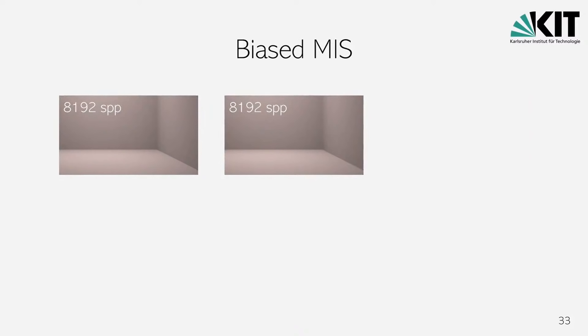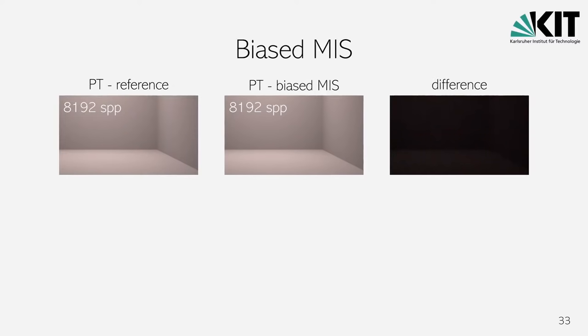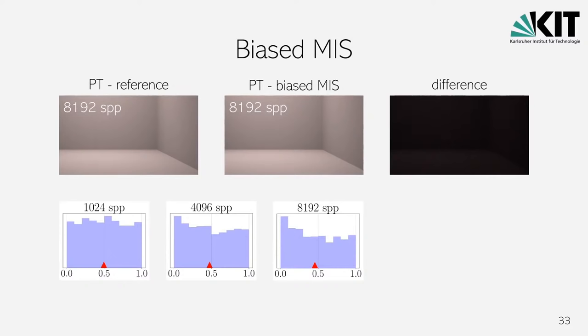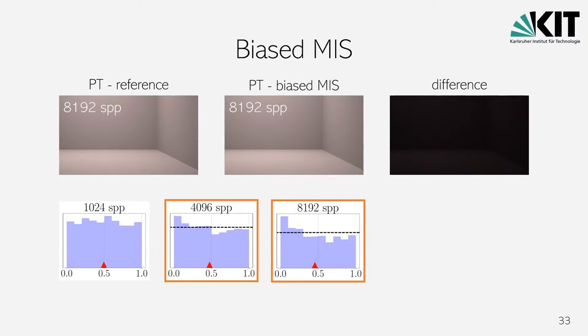In this example, we use the same scene for both renderers, but once we use an unbiased path tracer and once a path tracer with a slightly biased MIS weight. And the error caused by this is very subtle, so the difference image does not pick it up at all, and even for the histogram we need at least a couple thousand samples per pixel from both the reference and the biased renderer to confirm a non-uniform p-value distribution.